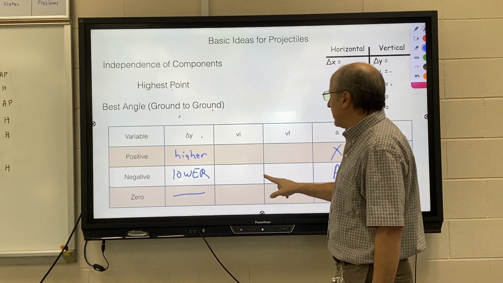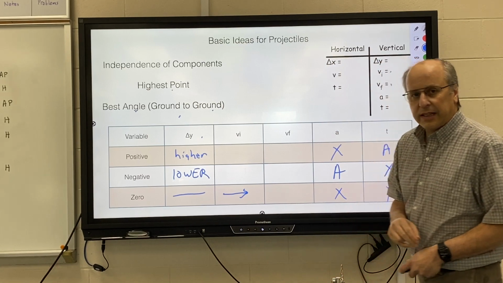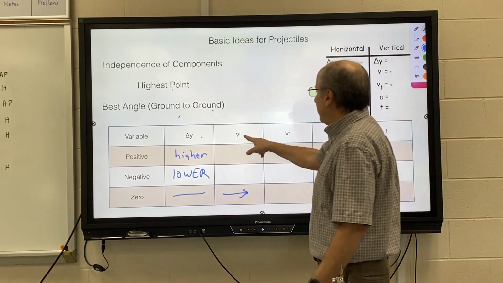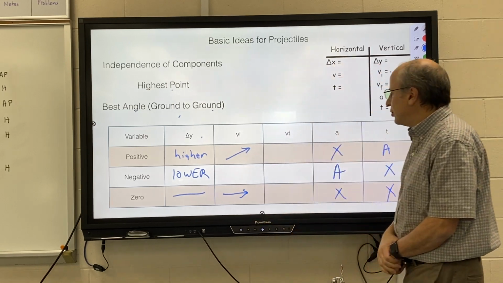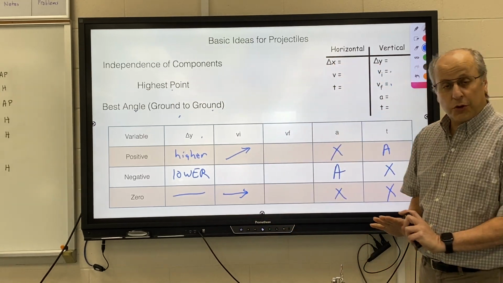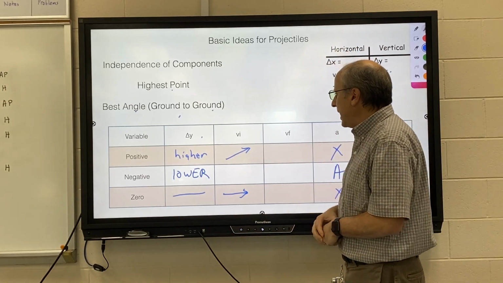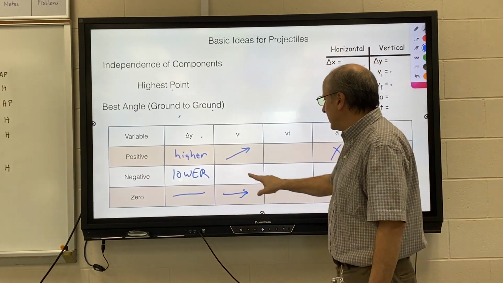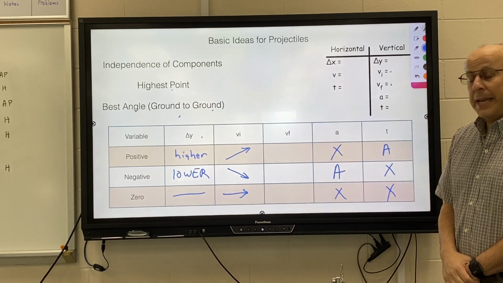Okay, the initial velocity will be 0 if you fire it horizontally. The V initial will be positive if you shoot it on an upward trajectory. So it leaves your foot or your hand or whatever on an upward angle at the beginning, make it positive. And if it leaves on a downward angle, make it negative.